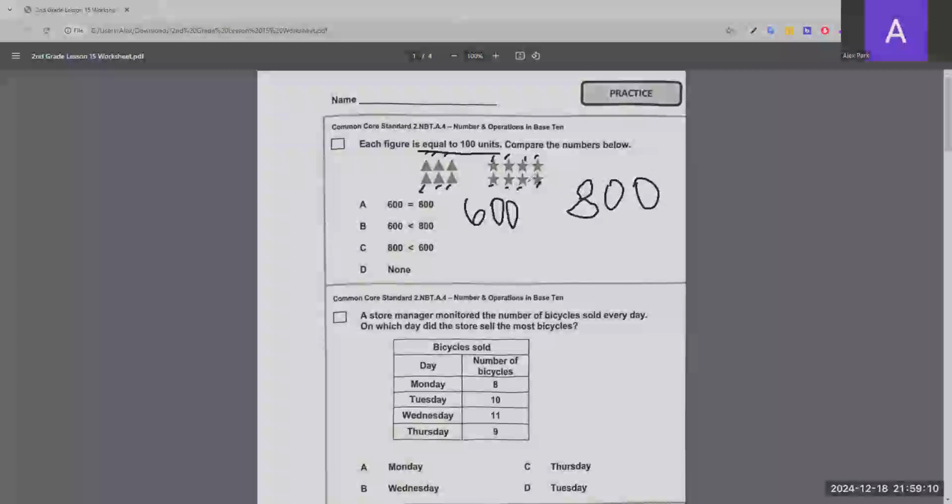And the sign goes to whichever number is greater. So since 800 is greater, the sign is going to face 800. And this equation is represented by B.